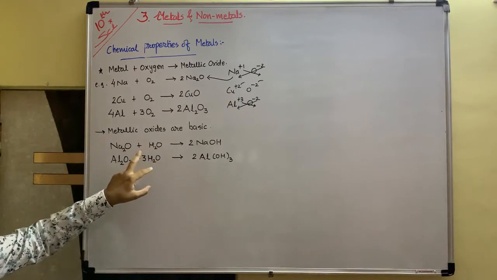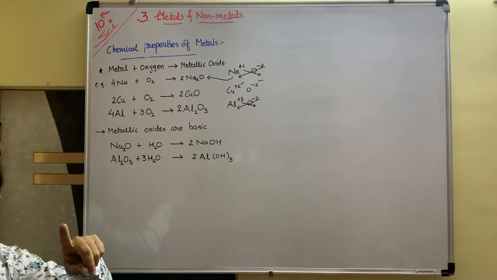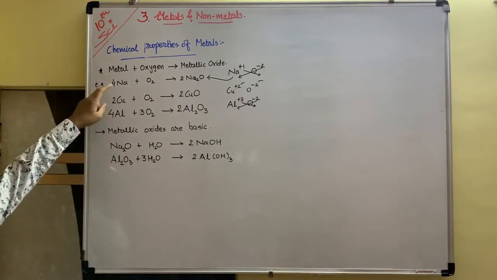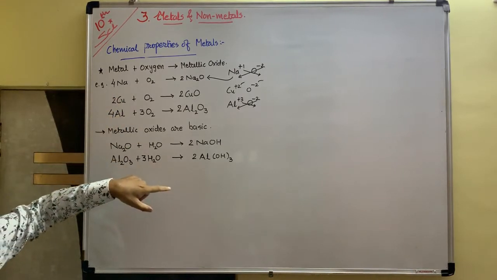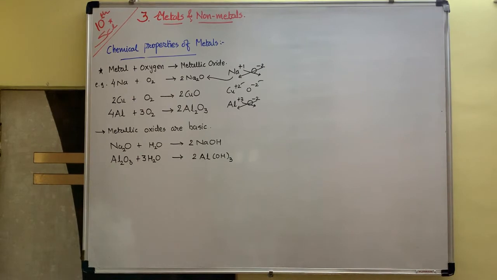You can give any example, means out of these 2 you can give one example only. In exam you have to write only one example. No need to write that here it is given, okay? You can write your own also. So metallic oxides are basic oxide.